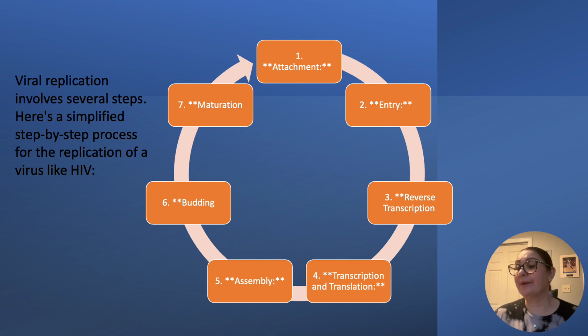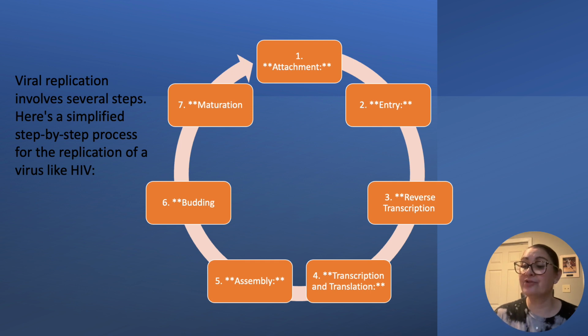First, we have attachment. The virus attaches to specific receptors on the surface of a host cell. In the case of HIV, it typically targets CD4 receptors on T cells. Then we have entry. The virus enters the host cell. HIV, for example, fuses its envelope with the host cell membrane, releasing its contents into the host cell.